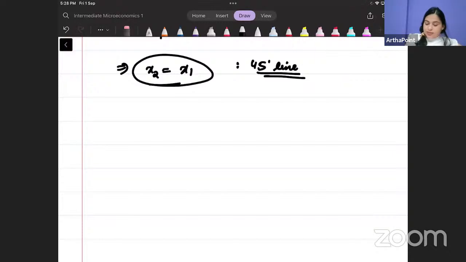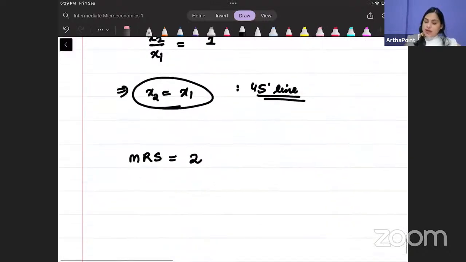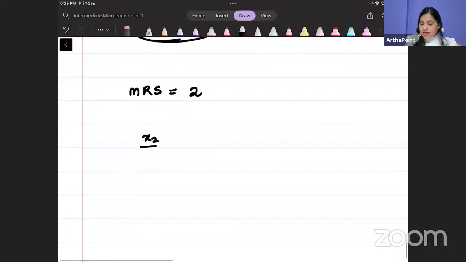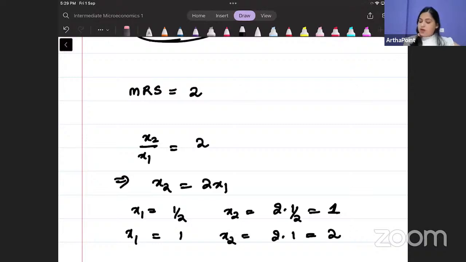Okay, beta come to the second part now. So now it says I want MRS equal to 2. So beta, what is MRS? MRS is x2 by x1. So I will have x2 by x1 is equal to 2. That means beta x2 will be 2 times x1. So x1 जब half रहेगा तो x2 2 times half, that means 1 रहेगा. बेटा x1 जब 1 रहेगा तो x2 2 times 1 मतलब 2 रहेगा.